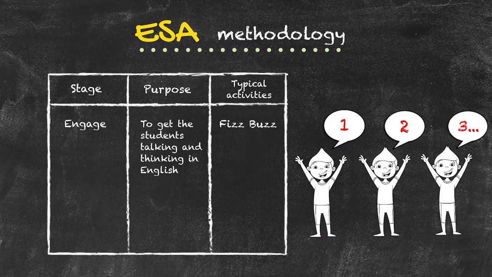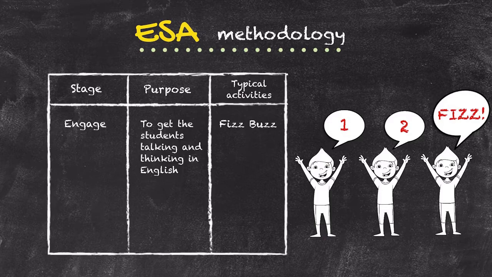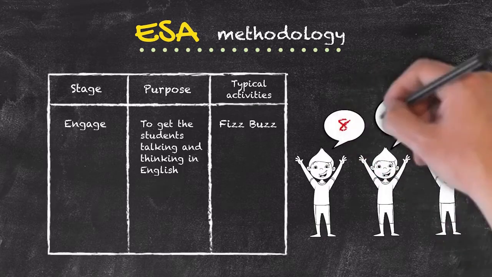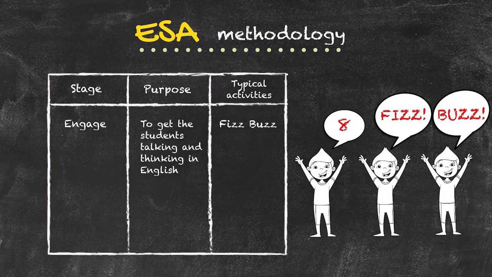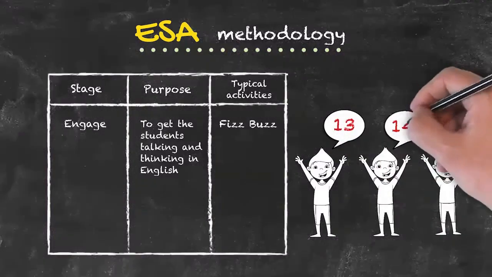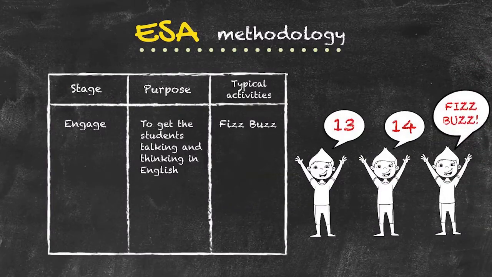6, 9, 12 and so on, they say the word fizz. And then in the third round, they not only do that, but every number that is a multiple of 5, 10, 15, 20 and so on, they say the word buzz. And this really gets them to have to use their thought for English as to whether they say the number, or they say fizz, or they say buzz, or indeed with numbers such as 15, whether they say the words fizz buzz. So it's a very nice activity to get them going.